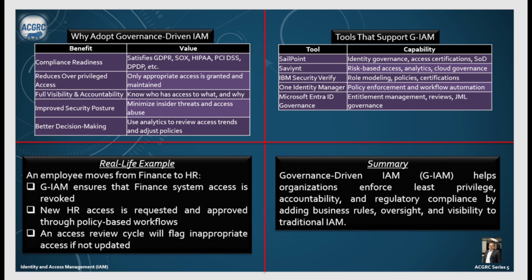A real life example, an employee moves from finance to HR. So IGA ensures that finance system access is revoked, new HR access is requested and approved through policy based workflow, and access review cycle will flag inappropriate access if not updated. In summary, governance driven IAM helps organization enforce least privilege, accountability, and regulatory compliance by adding business rules, oversight, and visibility to traditional IAM.